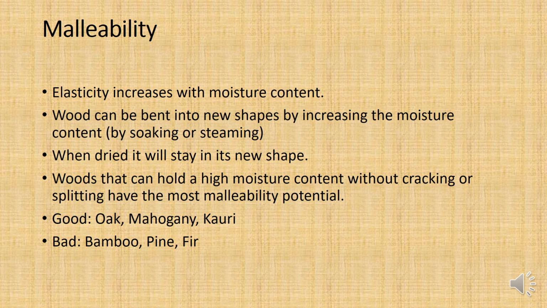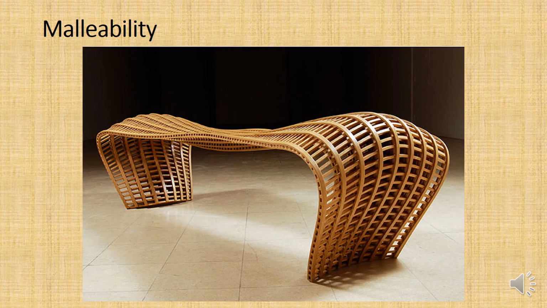Basically, the shape the bamboo comes in, that's the shape it's got to remain. Pine and fir, they don't have particularly good malleability either. They're fairly stiff woods. But this is what we can do with malleability. We can bend wood into all sorts of wonderful shapes. So it's a very important thing in boat building, because it's very important that boats don't have just angular curves. They need to be very curvy, the hull of the boat.